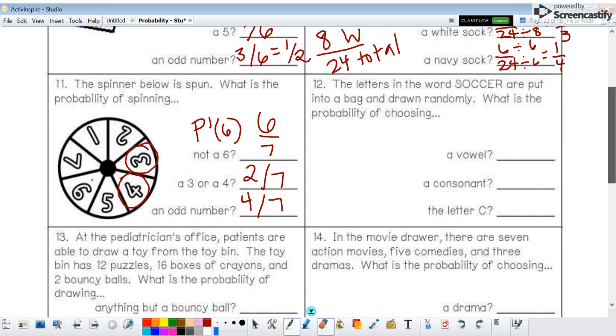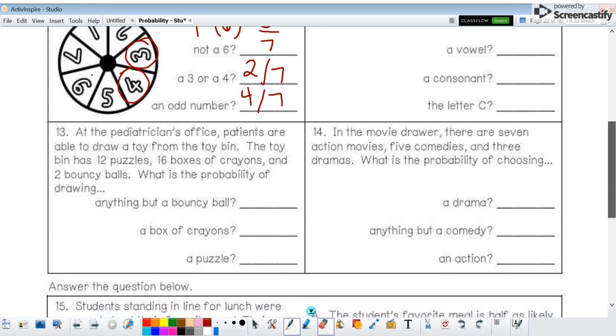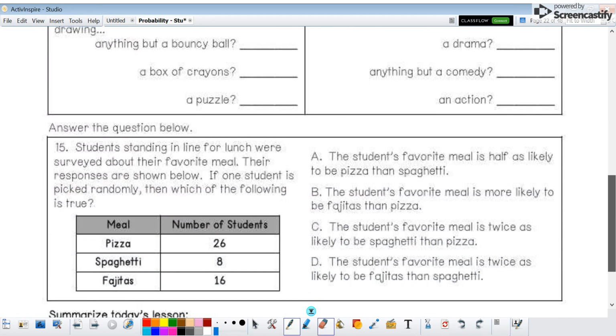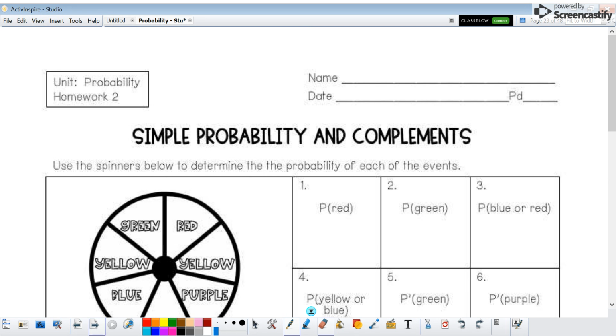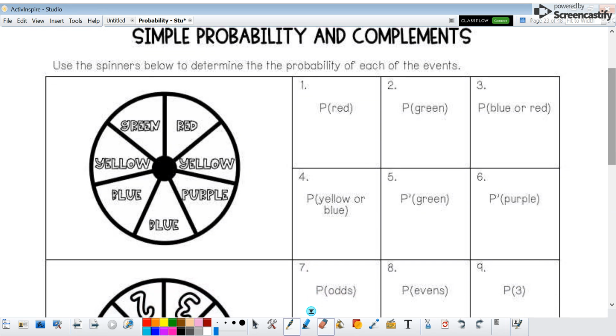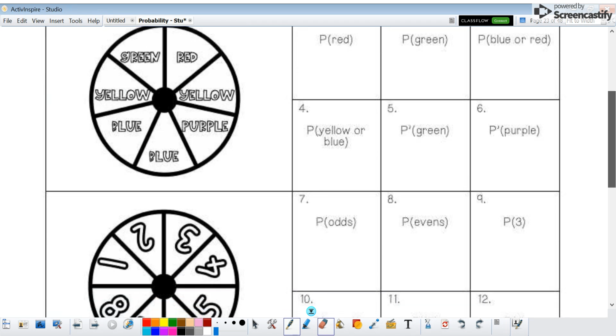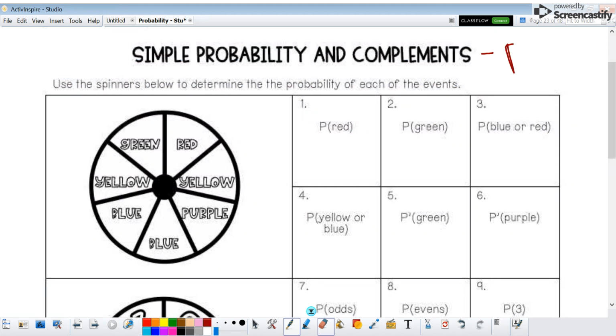Alright, I think from here, for number 12, 13, and 14, you should be able to do that, as well as 15, a multiple choice question. So I want you to try all those. Alright, and then on the next page, you should also be able to compute these probabilities. So looking at this colored spinner and looking at the numbered spinner. Okay, so this is your practice.